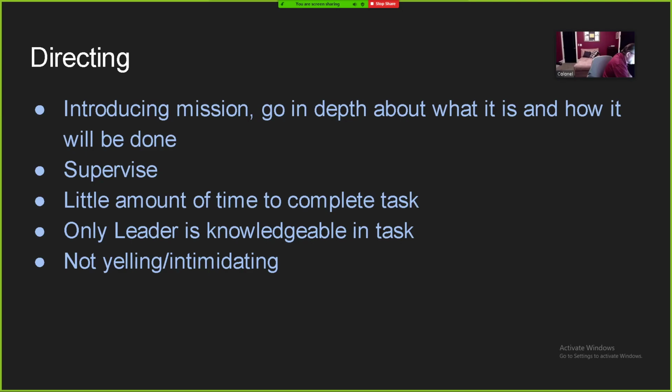So, directing: whenever someone is doing the directing kind of leadership, when they're introducing the mission, they go really in depth about what it is and how they specifically want it to be done. And then after that, they'll supervise how they want it to be done. They want it done one very specific way. It's good when there's a little amount of time to complete a task, or, for example, only the leader is knowledgeable in the task.